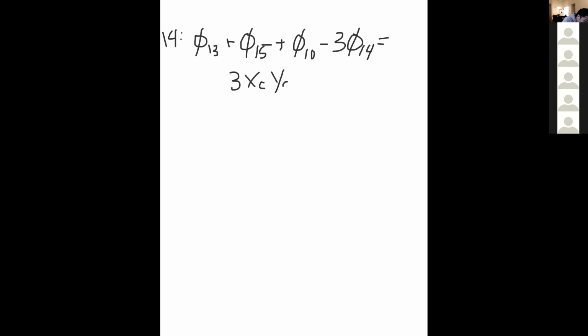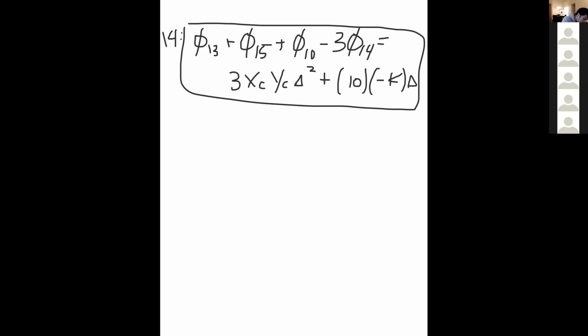Let's see, phi west, which is 13, plus phi east, which is 15, plus the south face, which is 10, minus 3 phi 14, is equal to 3 x_c y_c delta squared.